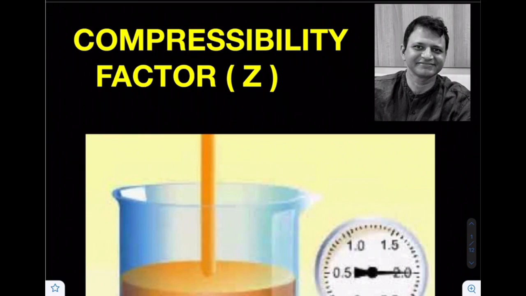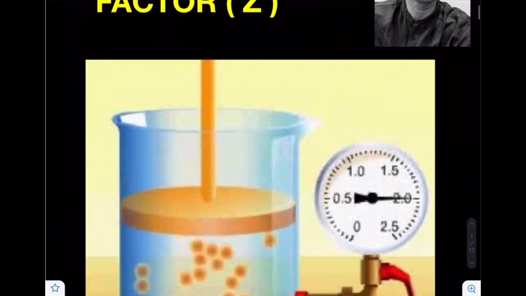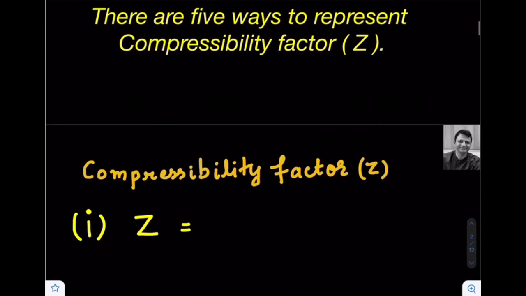This is our first lecture of physical chemistry in English and I am going to discuss a very simple topic, compressibility factor. There are 5 ways to represent compressibility factor. Today we'll try to cover all. So let us start. The first way to represent compressibility factor.